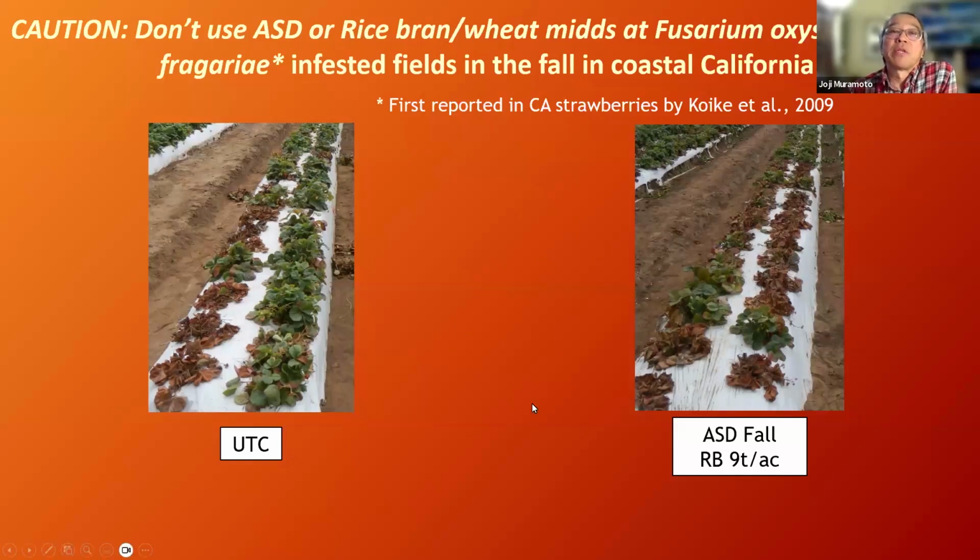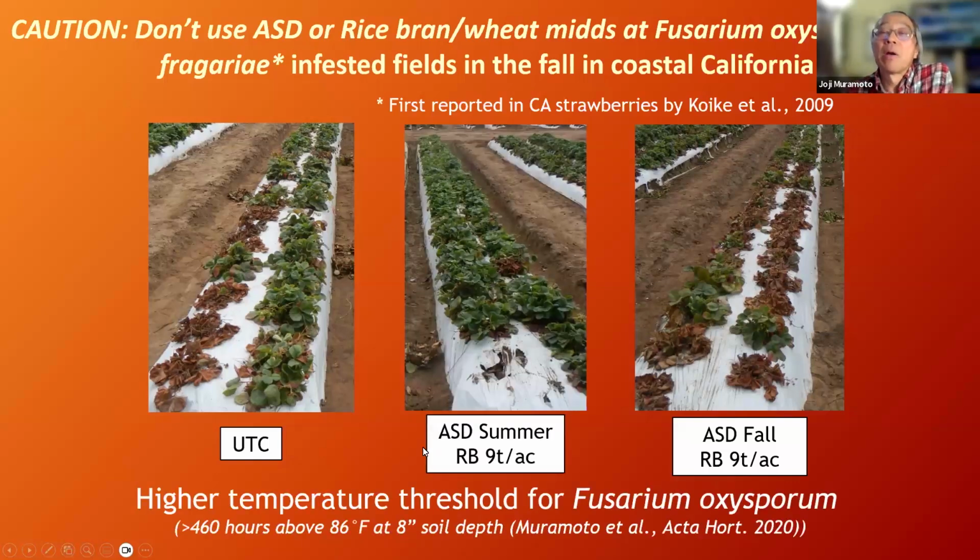This picture shows an example of one of those things. UTC, untreated control. This is a field highly infested with Fusarium oxysporum f. sp. fragariae. So plants are dying here on the left side. And if you do ASD fall treatment, which makes things worse, more plants are dead. But if you do summer ASD, that works.